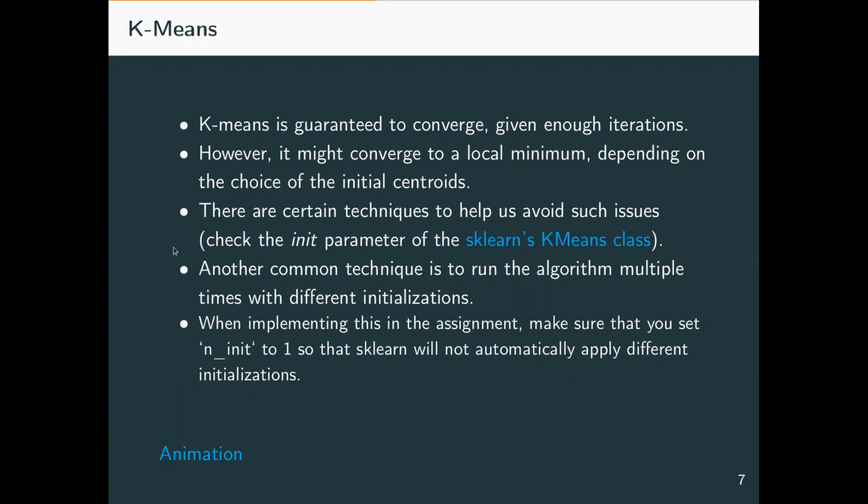Okay, then another common technique is, yeah, so this is exactly what I said now, sorry. And when implementing this in scikit-learn, you need to make sure that you set this number of initializations to 1, because in the assignment you actually have to implement the for loop, the initializations, yourself. Yeah, there are instructions there, but make sure that you know of this init parameter.